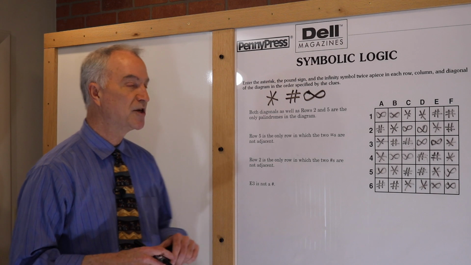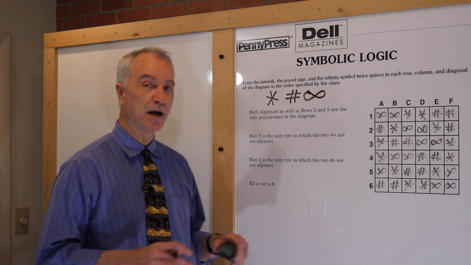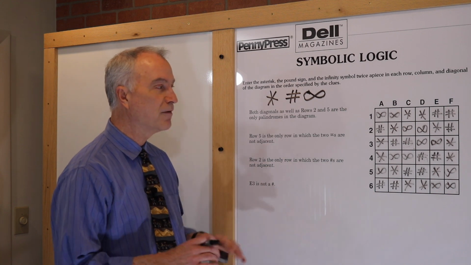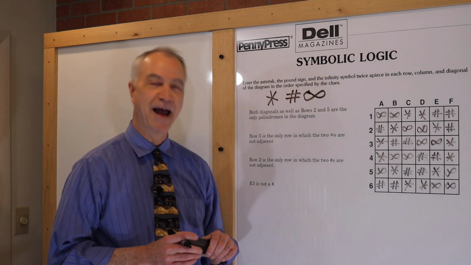Okay, well there you go. We've completed symbol logic. Like I said, it can be a little daunting at first. Doesn't seem like we have a lot of clues to work with, but if you work back and forth, use a little bit of logic, you can solve the problem as well.